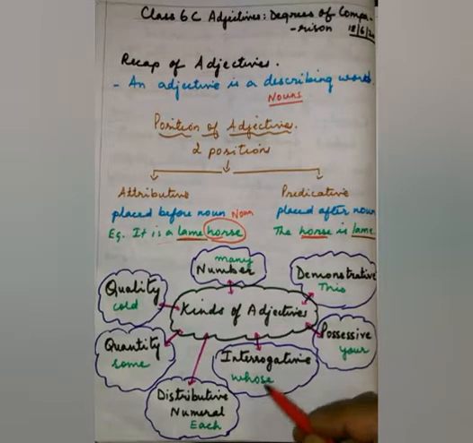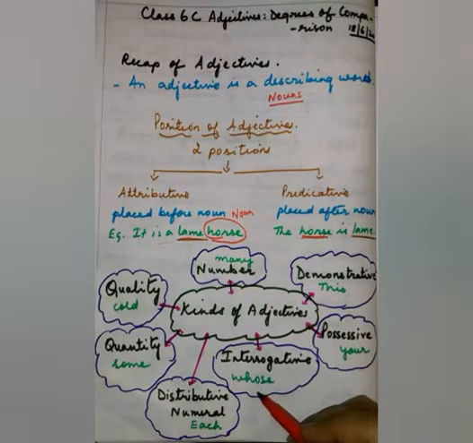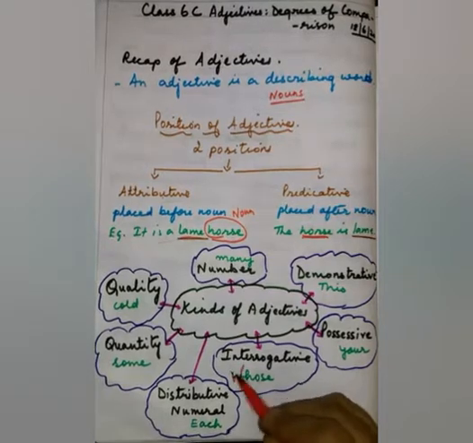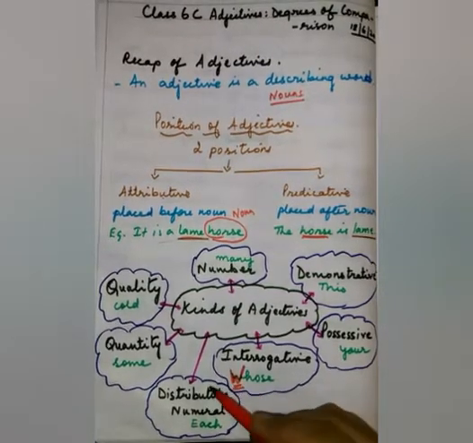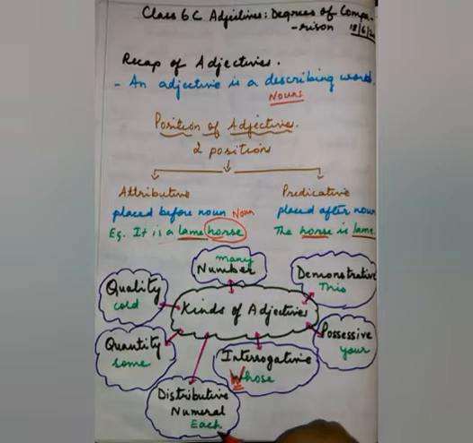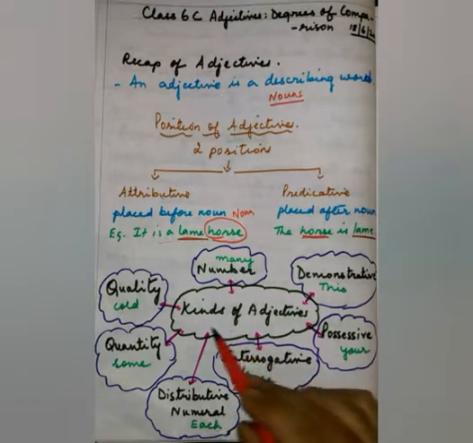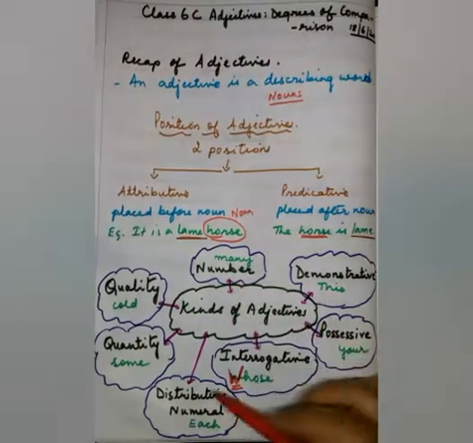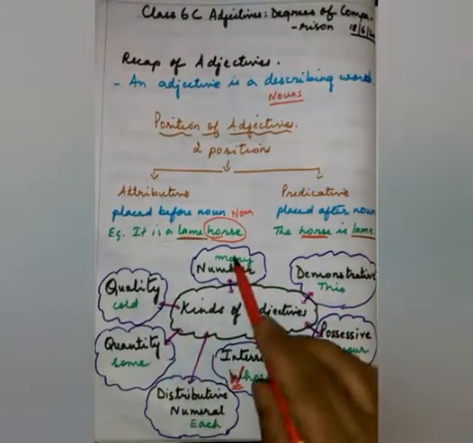Then we have interrogative: whose. It begins with the interrogative whose or what or which. Yes, interrogative begins with a WH question. Then we have distributive, numeral adjectives. For example, each, every. These are all kinds of adjectives, 7 kinds of adjectives, and I have given one example each.